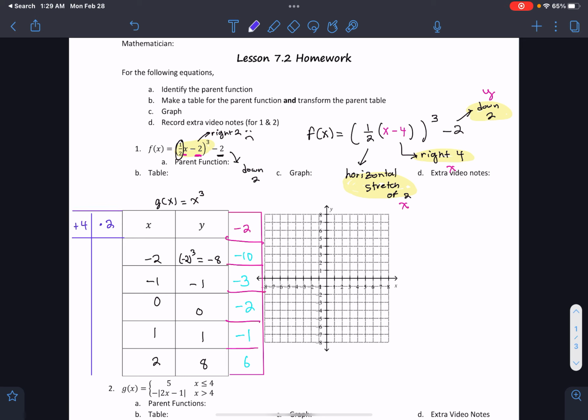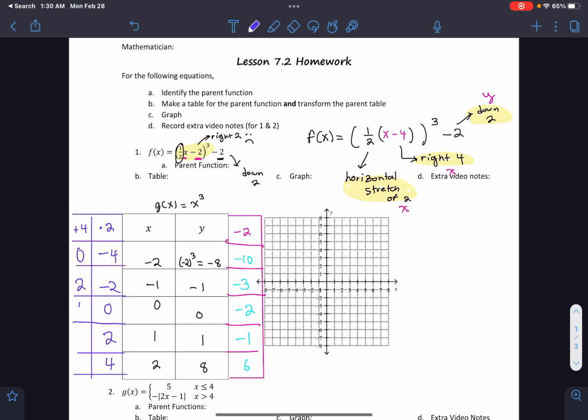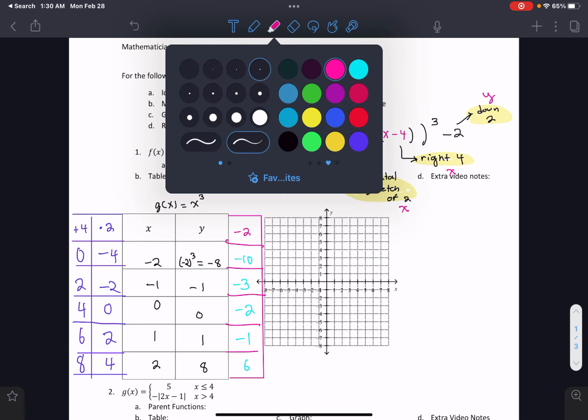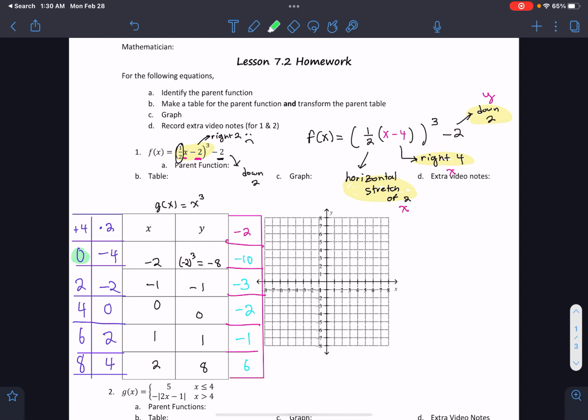So once again, this video is more like a recap of transformations. If you feel like you're not as comfortable with transformations or you forgot some of these rules, it might be a good idea to review your notes. So here we're going to take all our x values and multiply by 2. And then we're going to add 4 because we're going right 4. And now I'm going to get, let's not get a pink, let's get a green. I'm going to highlight our final coordinate points. So these are the points of our new function.